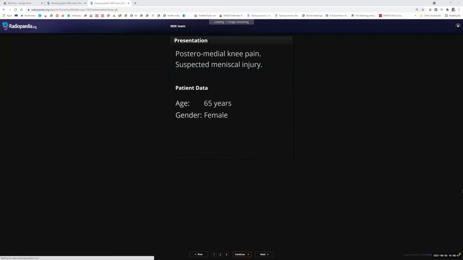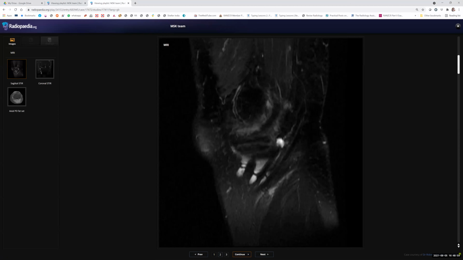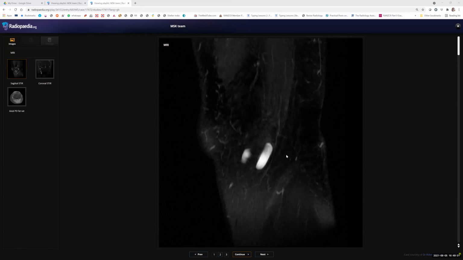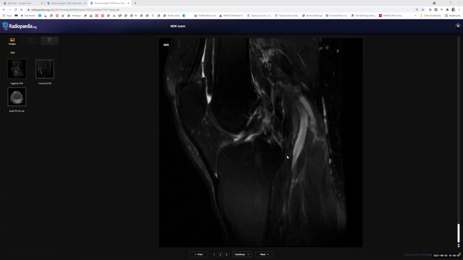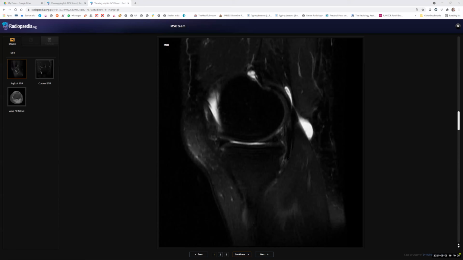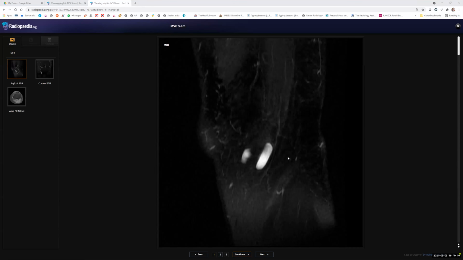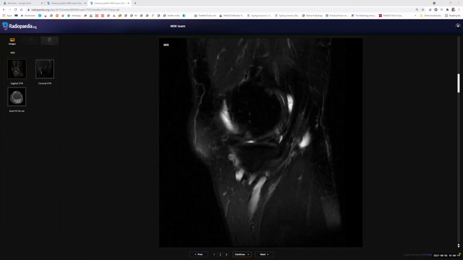Then for this one, you have to keep an eye on what the examiner is saying, like posteromedial knee pain and suspected meniscal injury. And when the MRI was shown, I clearly told you that the menisci and the ligaments are normal. So that's a hint that helps you concentrate on other structures. Like here you can see the cystic fluid.